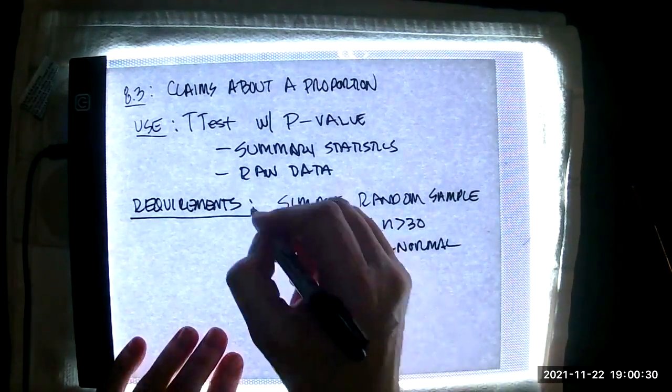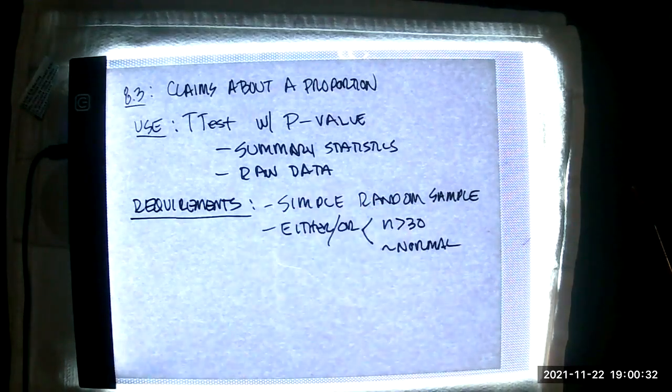So same 2 basic requirements: a simple random sample, and either n greater than 30, or if n isn't greater than 30, you want to make sure you've got a normal distribution. I don't set people up for failure on this problem, so we always try to keep it all copacetic. And that's really truly about it for 8.3.